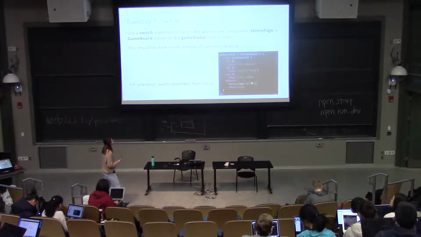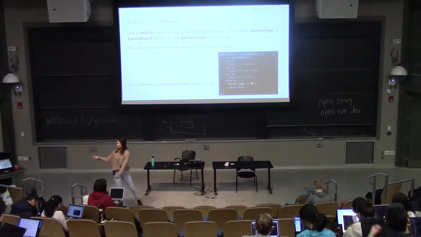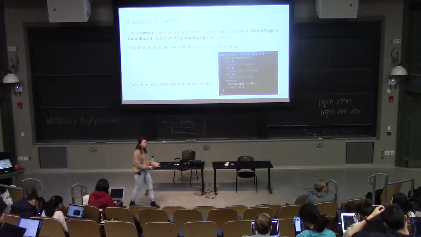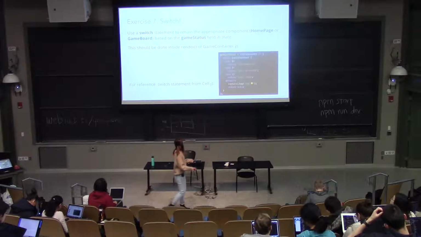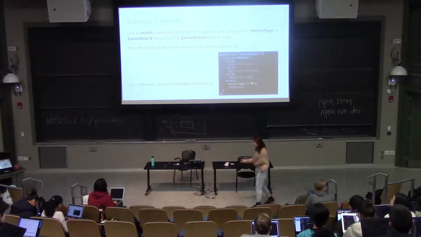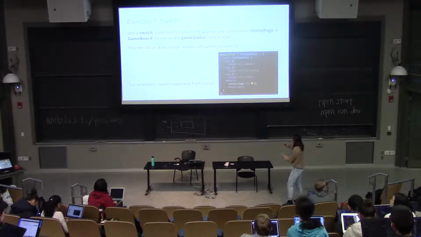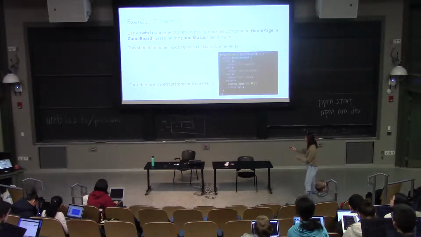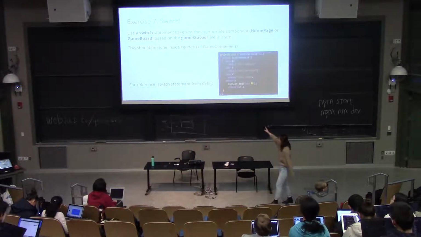So, next thing we're gonna do is what Alice told us. We're going to show a different component depending on the game status. Basically, we're going to use a switch statement to return either home page or game board. And the condition we're switching on is going to be the game status field in state.